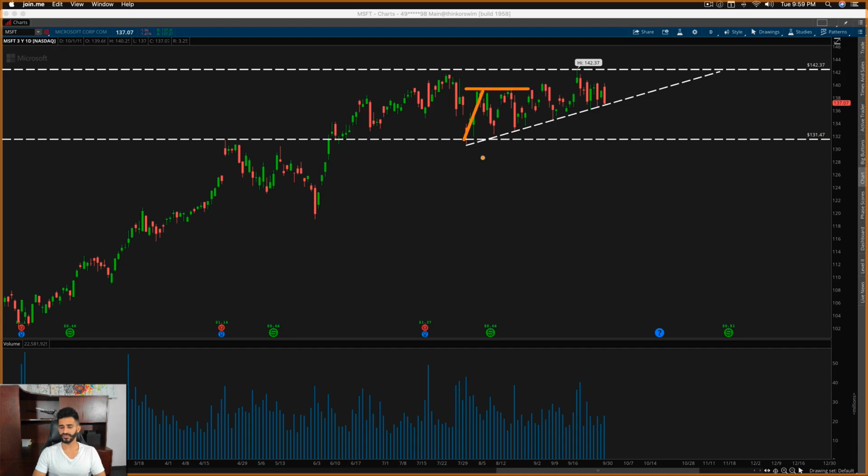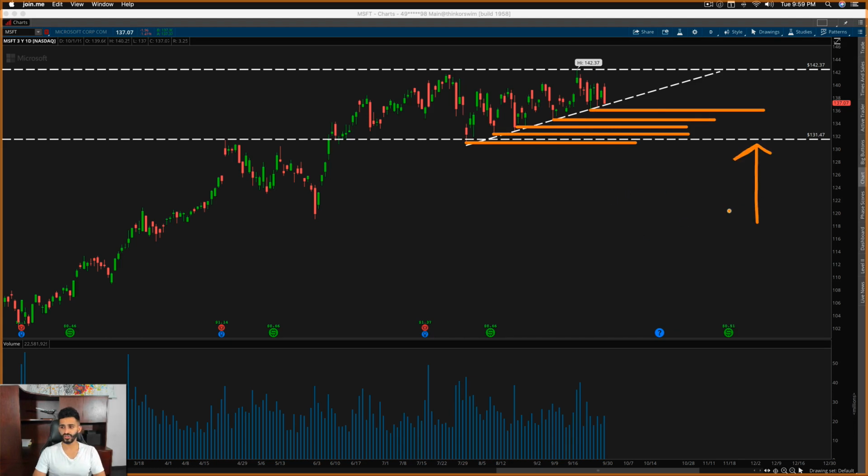Stock goes up, gets rejected, pulls back. Goes up, gets rejected, pulls back. Now, if you notice all the pullbacks, the lows, look what happens on all the lows. What do you see happening? All the lows are getting higher and higher.